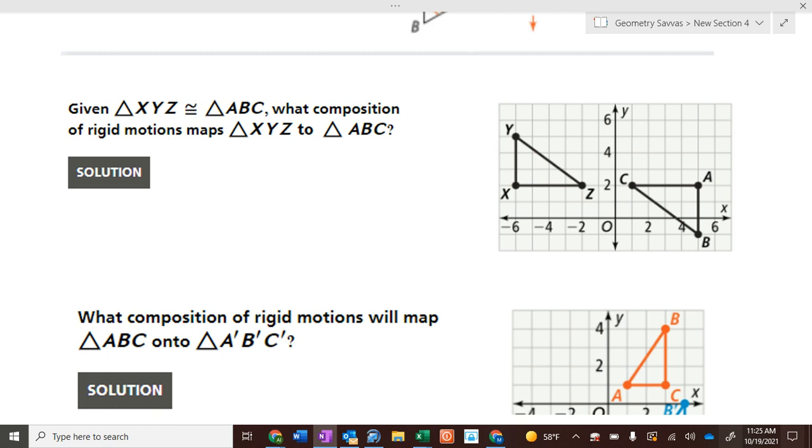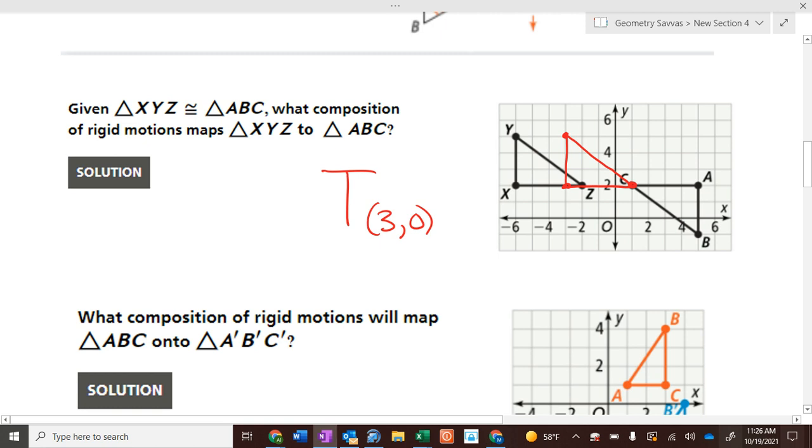I want to move Z on top of C. How do I move Z on top of C? What's that called when you slide it? Sliding. What's it called? The official word? A translation. So we're going to translate everything 3 to the right and 0 up. So if we translate everything 3 to the right, 3 to the right, 3 to the right, it now looks like this. And now we're going to rotate this point Y so it's on top of B.